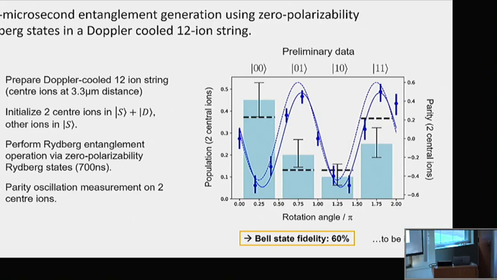And when we do that, of course, it's not really nice fidelity, but we can still get a little bit of entanglement doing that. Just from a Doppler cooled 12-ion string with two center ions.